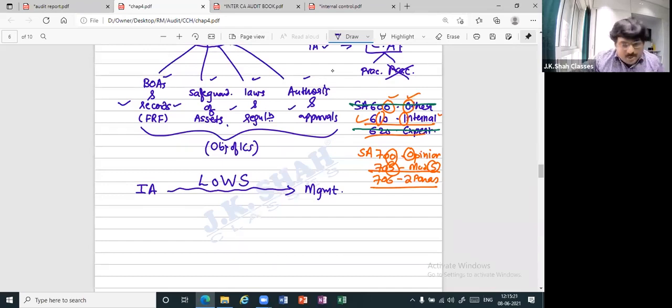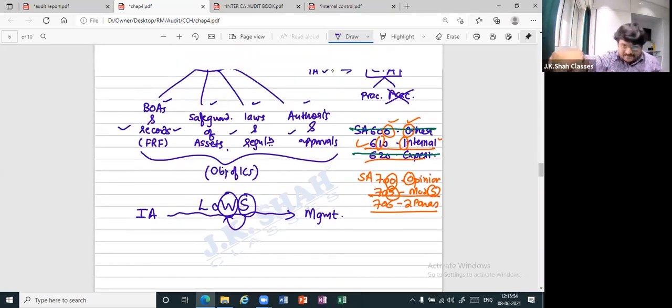So lows. What is lows? Letter of weaknesses and suggestions. First you have to identify the weaknesses. For you, obviously, it will take a lifetime. Secondly, you have to give suggestions for what? To overcome the weaknesses. So ultimately, the internal auditor will identify weaknesses and give suggestions to overcome them. And this he will give in the format of a letter to the management, which is known as lows. So the internal auditor will give a lows to the management. What is lows? Correct. Letter of weaknesses.